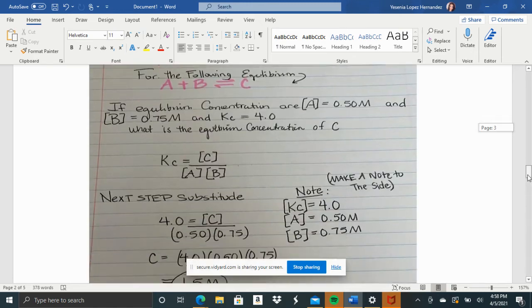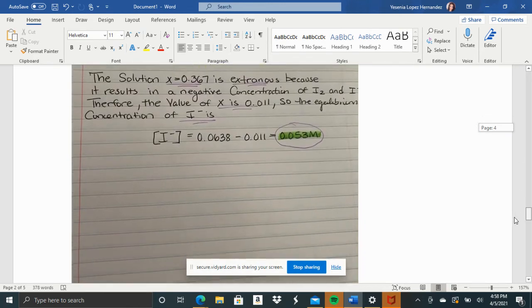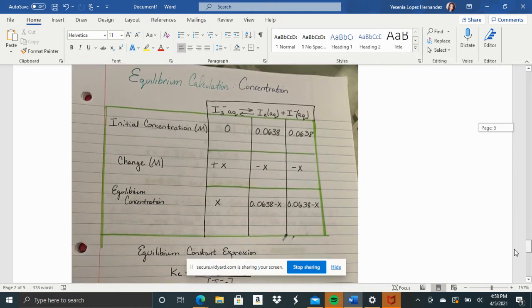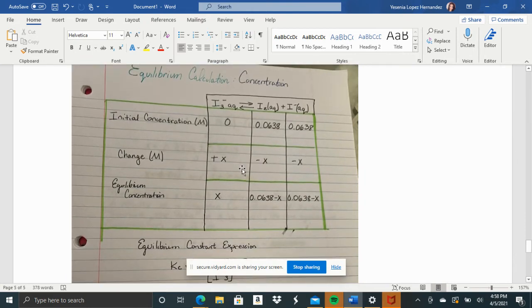To find the answer, you would have to create an ICE chart, like this one, in which you plug in those numbers. The ICE chart means initial concentration, change, equilibrium concentration. So you would put the 0, because we don't have I3. You would put I2 and I negative as 0.0638, change of negative x, negative x, plus x, giving equilibrium values of 0.0638 minus x, 0.0638 minus x, and x.